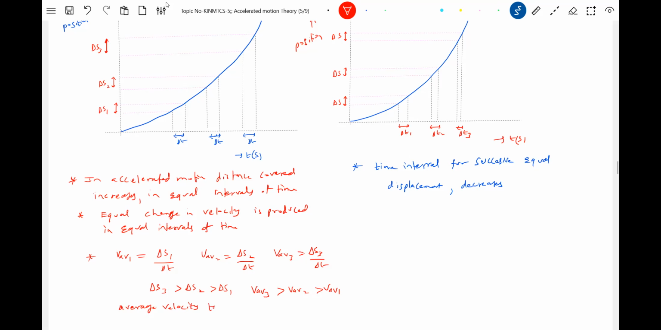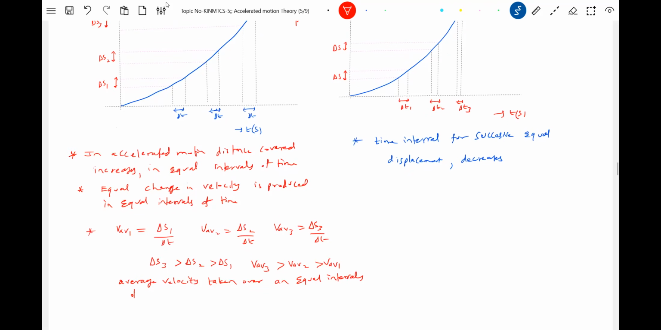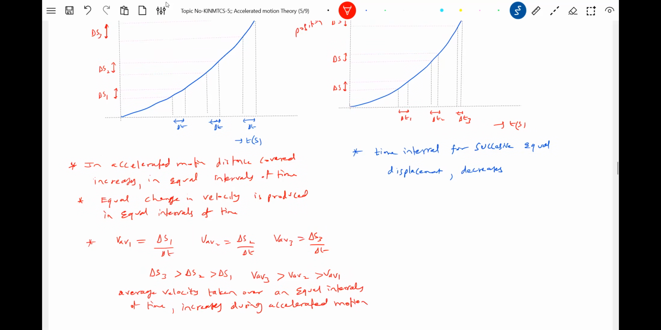Average velocity taken over equal intervals of time increases during accelerated motion. One more very, very important point.